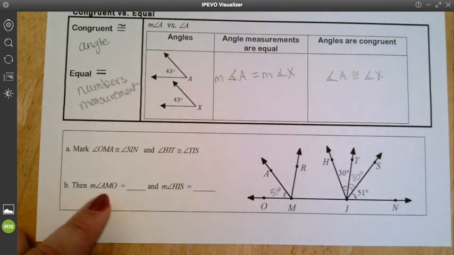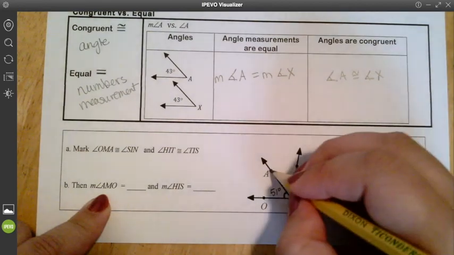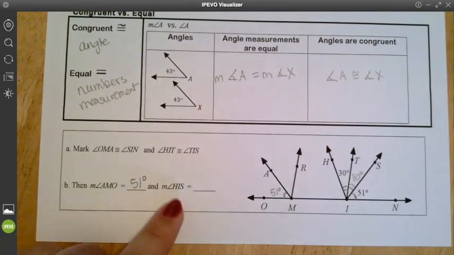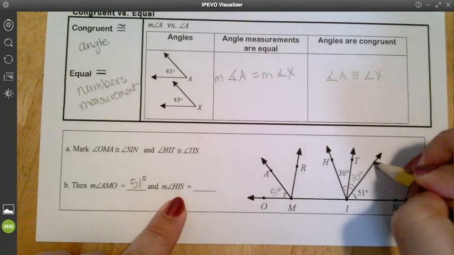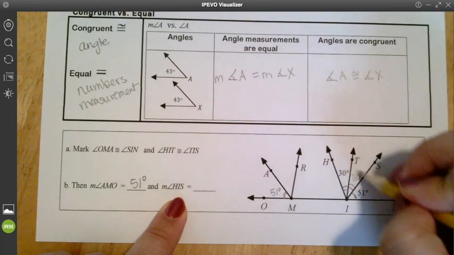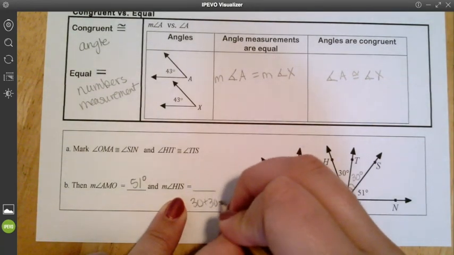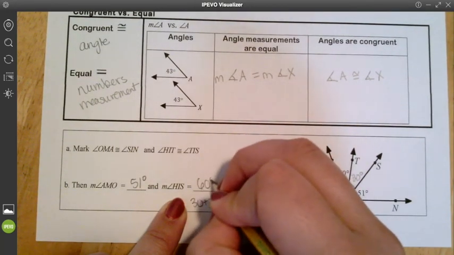So then we say, okay, then what is the measurement of angle ANO? We said that's 51 degrees. And the measurement of angle HIS, well, HIS is both of those angles, so we have to add them up. 30 plus 30 equals 60, so that is 60 degrees.